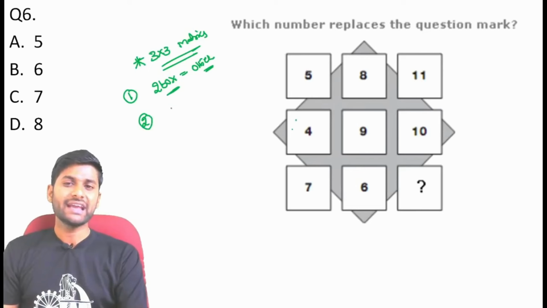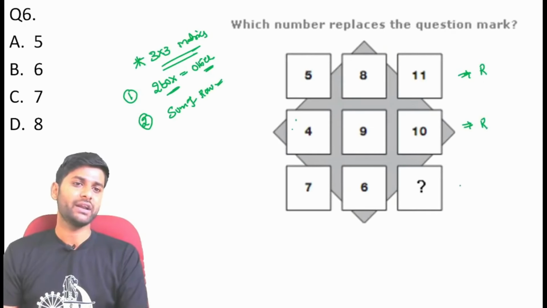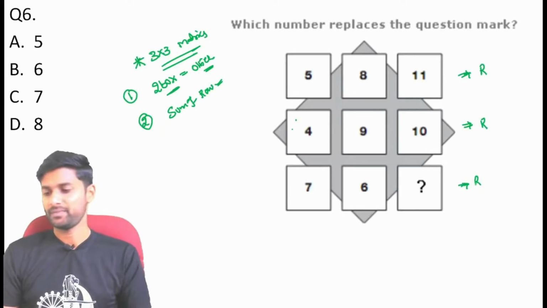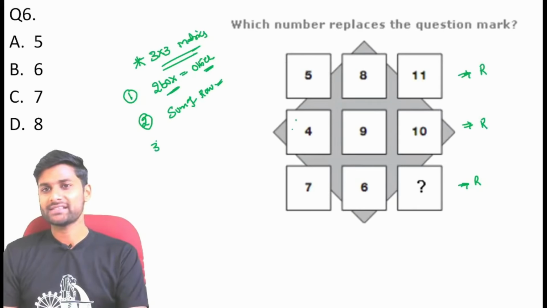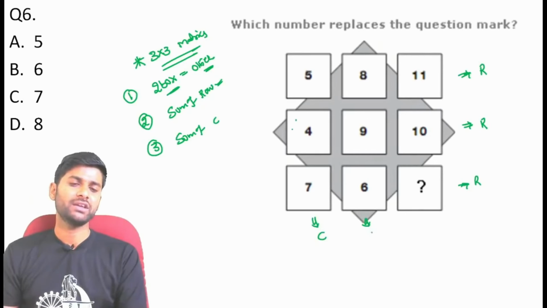Second approach: you just consider whether the sums of rows are equal. The sum of rows means, for example, here the resultant is R, so definitely here the resultant is also R, and here the resultant is also R. For example, sir, if the second one is not accepted, then go with the third one: the sums of columns are equal. Here the columns are equal, here the columns are equal.